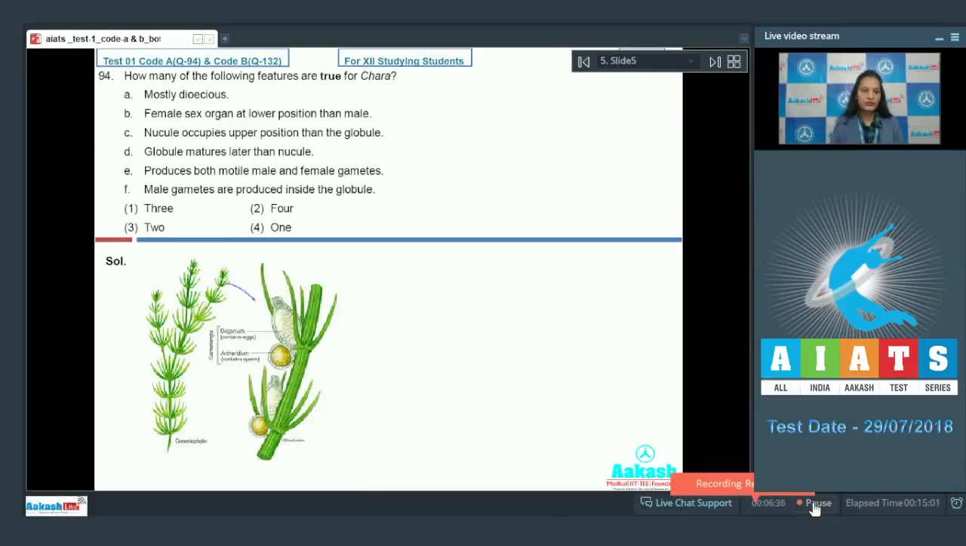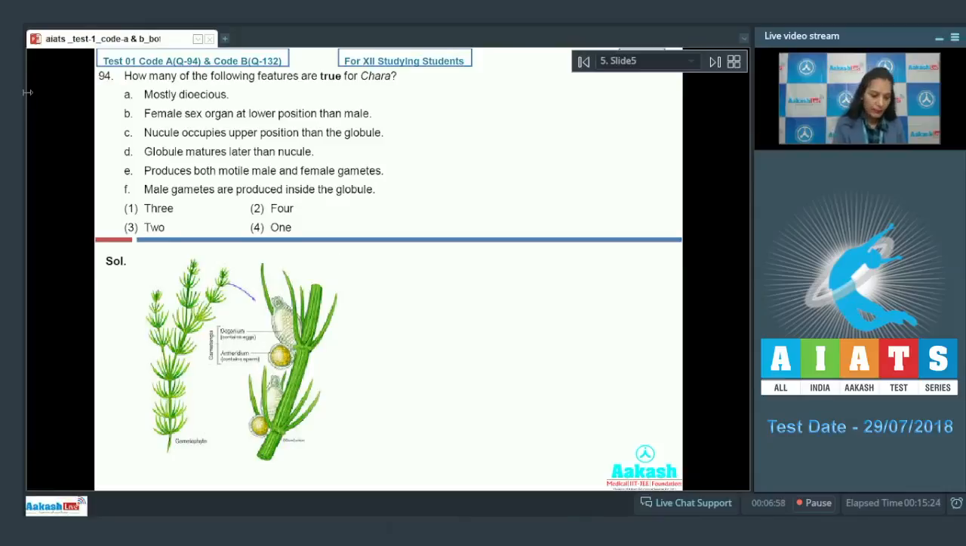How many of the following features are true for Chara? Some statements are given here about Chara. You need to choose the correct ones. So A, statement says as mostly dioecious. No, Chara are mostly monoecious. Monoecious means the sex organs are present on the same plant.